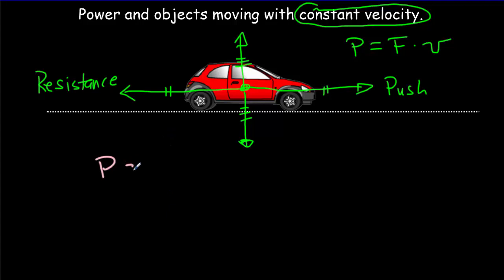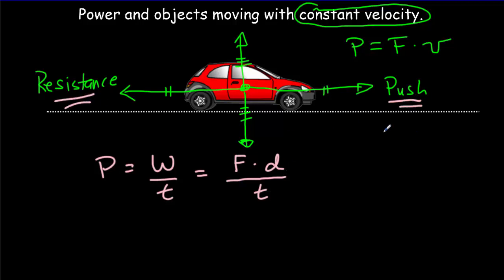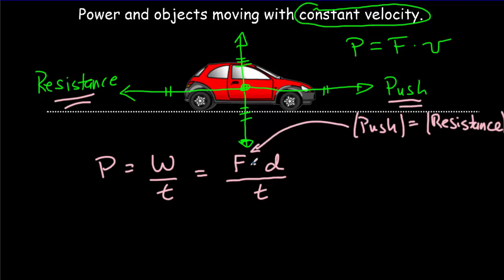So now my power will be equal to the work per unit time. But of course the work is equal to the force times distance. Now the force we're talking about, well, it could be the push force or it could be the resistive force because they're the same size. So either one of them could be our force here. And then I can write this as force times distance over time, and hopefully you recognize distance over time is just speed. So we end up with power equal force times speed.